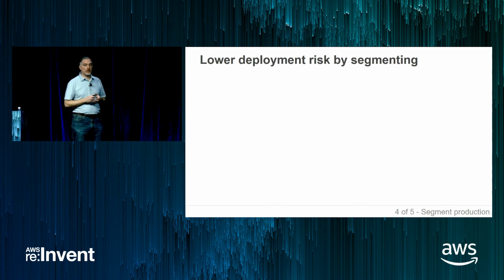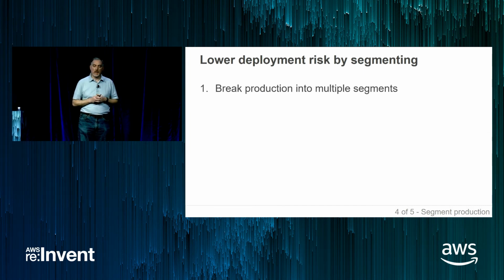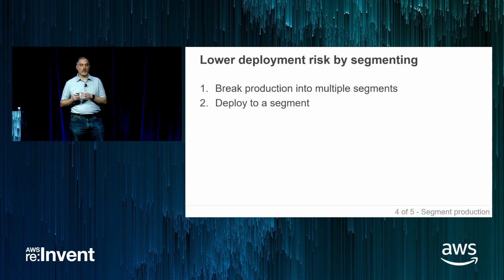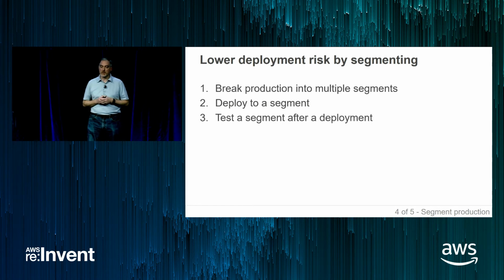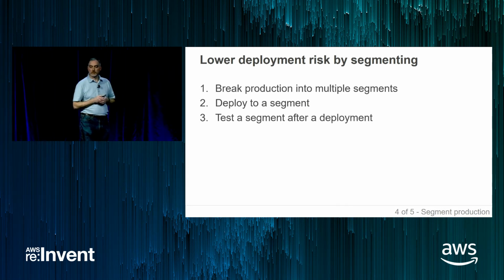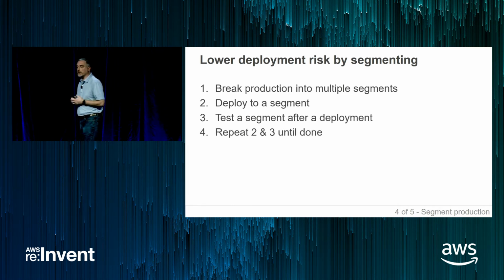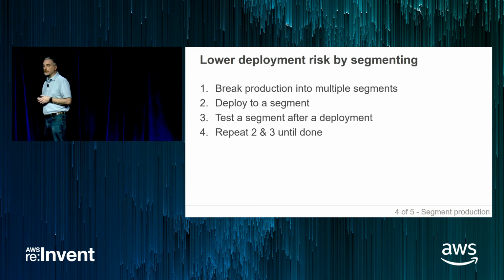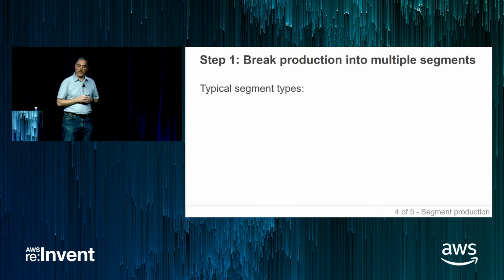To reduce the risk of a bug impacting production, we can then segment our fleet into multiple smaller sections and deploy to one segment at a time. After each deployment, we can then run our post-deployment tests before we move on and deploy to the next segment. We keep deploying and testing until all of our production fleet is updated. So let's look at the different ways that we could segment production.